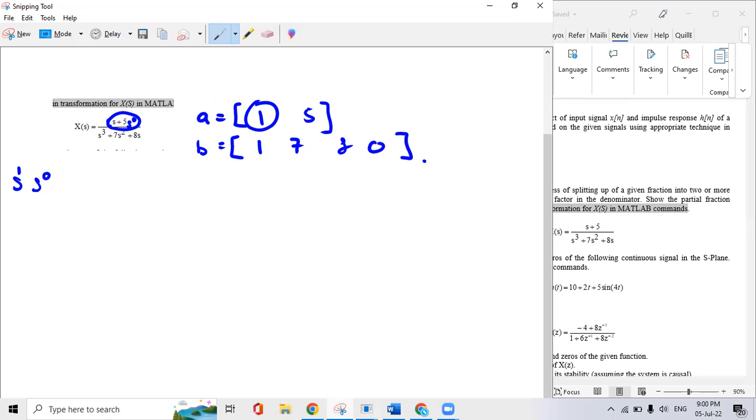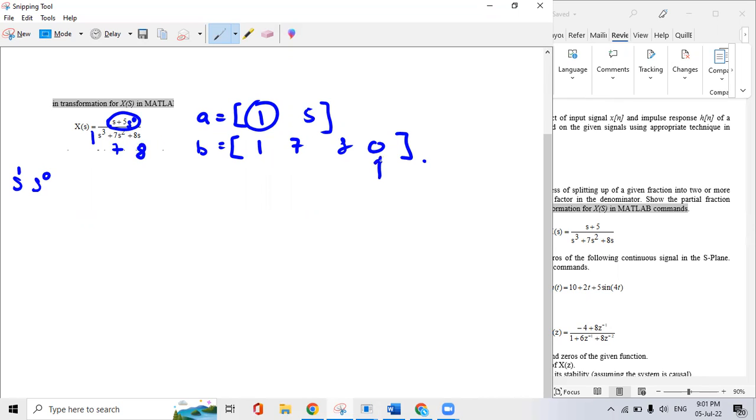So for the denominator, I'm having 1, 7, 8, 0. This is because the largest power inside the denominator has coefficient 1, and then the second largest power has coefficient 7, and the third largest power has coefficient 8.